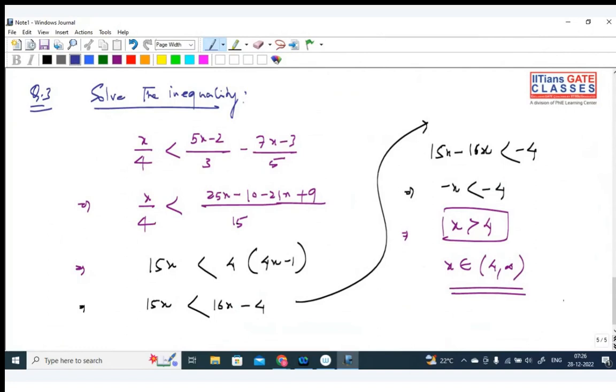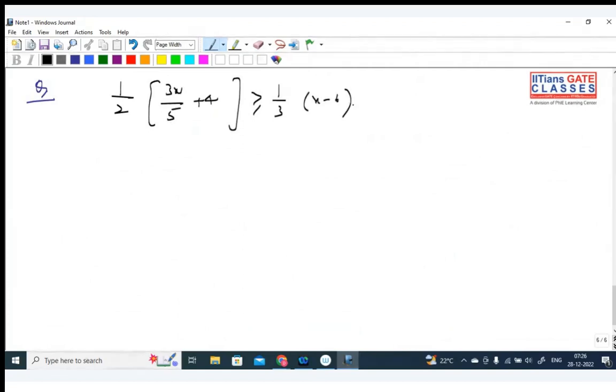Let me take one more question here for the practice sake. Suppose you have been given 1 by 2 of (3x by 5 plus 4), greater than or equal to 1 by 3 of (x minus 6). So try to solve this. I believe anyone can solve this kind of a question.